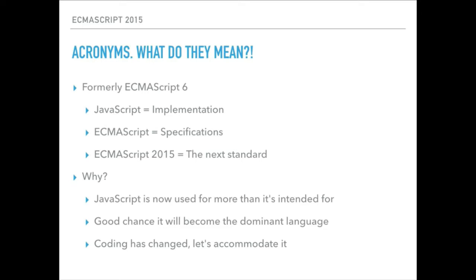Why? Why all this updating? So JavaScript is used a lot more than what it's intended for. We're using it for web servers, we're using it for task automation like Grunt or Gulp. Think of Node, it's huge, it's not what JavaScript was meant for at all. There's a good chance it's going to become a dominant language if you don't already consider it already. It's available on so many devices.